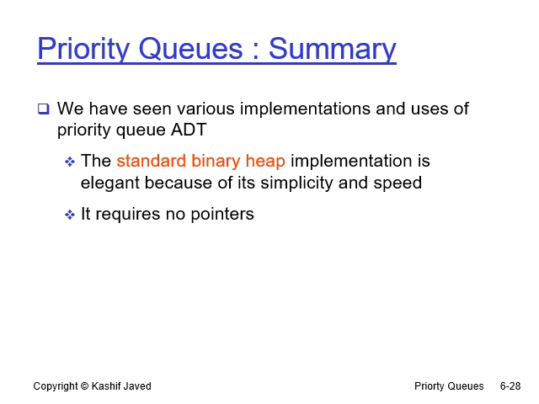So this is the summary of the chapter. We have seen various implementations and uses of the priority queue ADT. The standard binary heap implementation is quite elegant because of its simplicity and speed, as it does not require us to manipulate pointers.